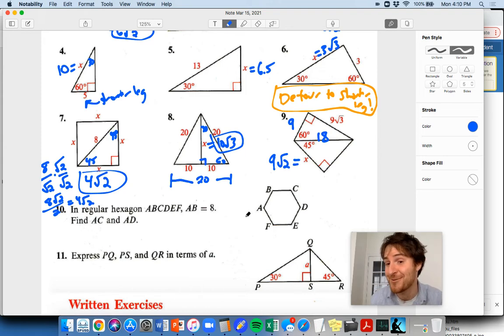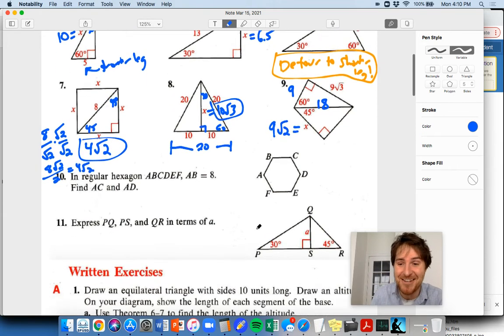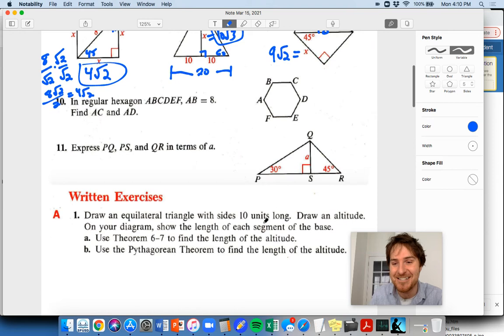Going real fast for you. That's right. Rewatch the video. You can watch it a second time. I don't need to keep you here for days if you feel like you just need a quick video for this. Regular hexagon. Ooh, A, B, C, D, E, F.